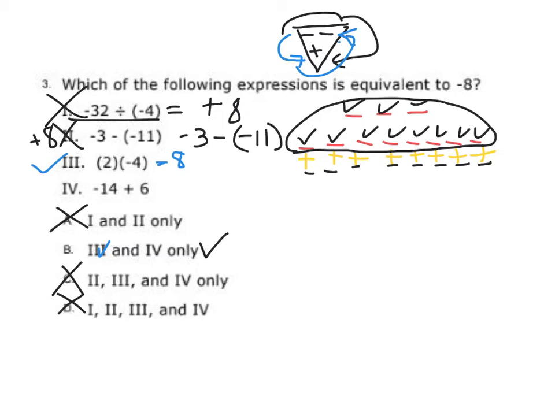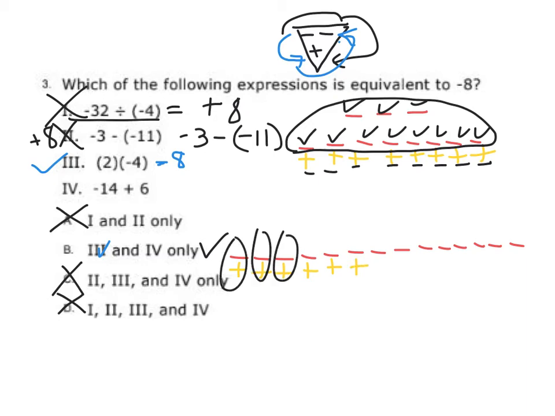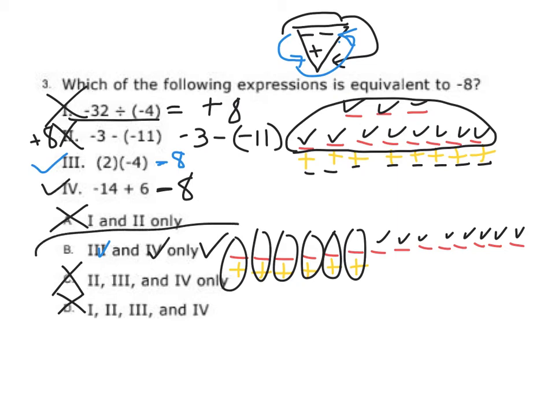And now you have negative 14 plus 6. So negative 14, so I'm going to do 1, 2, 3, 4, 5, 6, 7, 8, 9, 10, 11, 12, 13, 14. Then you have positive 6. So 1, 2, 3, 4, 5, 6. So I'm going to look for my zero pairs. 1, 2, 3, 4, 5, 6. So I'm left with 1, 2, 3, 4, 5, 6, 7, 8. And they're all negative, so it's going to be negative 8. So then this is correct. So my answer is letter B.